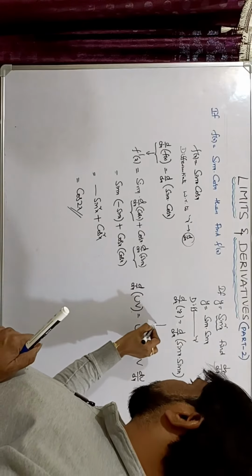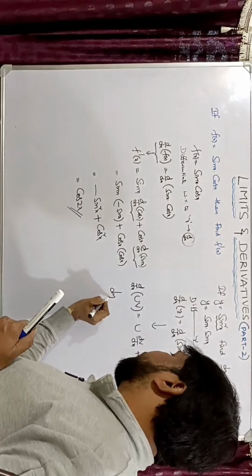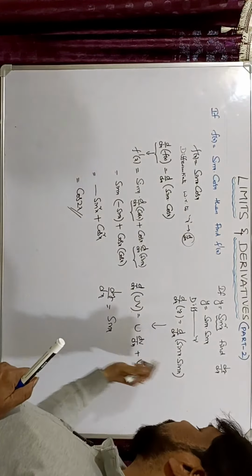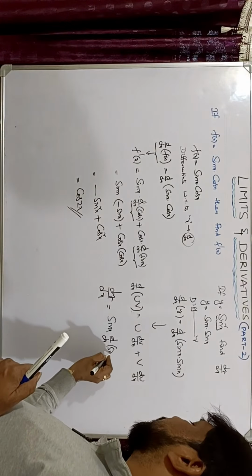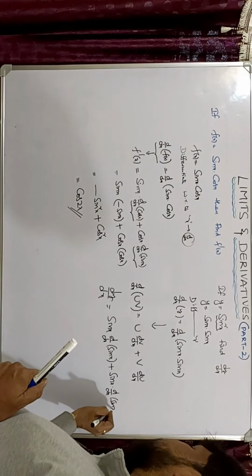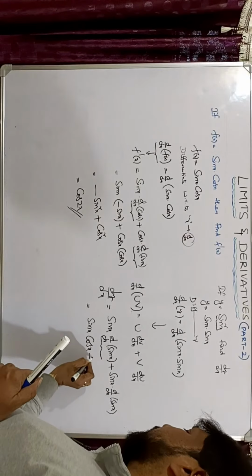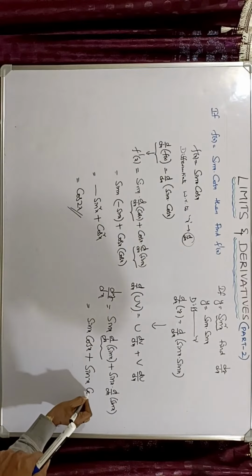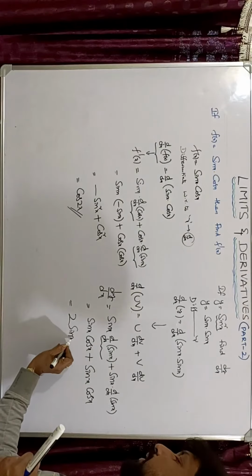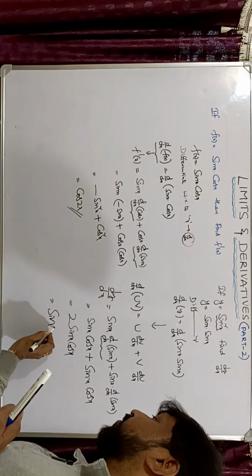Isn't it? Now apply this formula: d by dx of uv is equal to u dv by dx plus v du by dx. So dy by dx is equal to, according to this formula, u means sin x into derivative of v, d by dx of sin x, plus v is also sin x into d by dx of sin x. Then this can be written as sin x into the derivative of sin x, which is cos x, plus sin x into again the derivative of sin x, cos x. Sin x cos x plus sin x cos x gives 2 sin x cos x. 2 sin x cos x can be written as sin 2x.